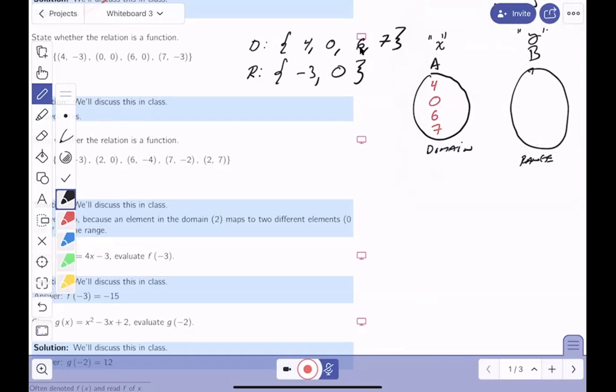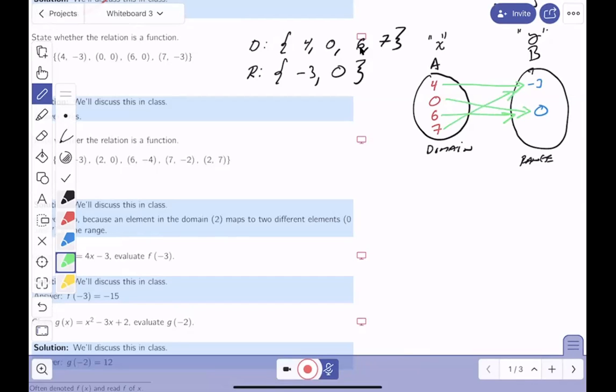Now, what numbers are there? I'll write it down for you. -3 is there, and 0 is there. Well, what I'm going to do is see how they are connected. How are those numbers connected? I'm going to look at it. 4 is related to -3. That's fine. 0 is related to 0. 6 is related to 0. And 7 is related to -3.